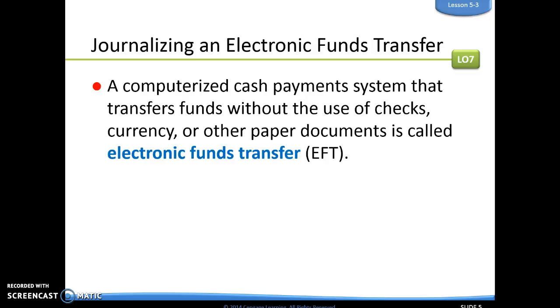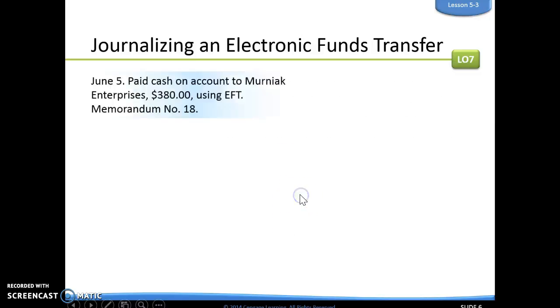Electronic funds transfer. Electronic funds just means that it's all computerized. So there's no checks, there's no currency, there's no paper documents. Everything is transferred electronically. So EFT is often what we will call it for short, electronic funds transfer. Here it says on June 5th, we paid cash on account to Merniac Enterprises, $380 using EFT. So what we're saying here is that we didn't use a check, we didn't use cash, we just did electronic.